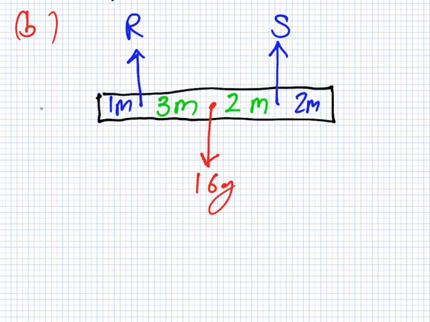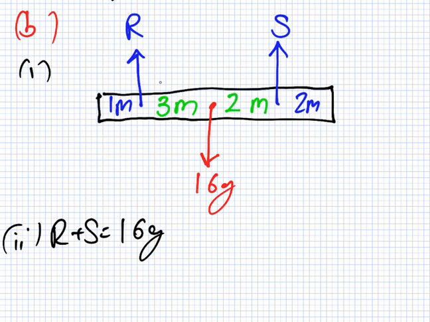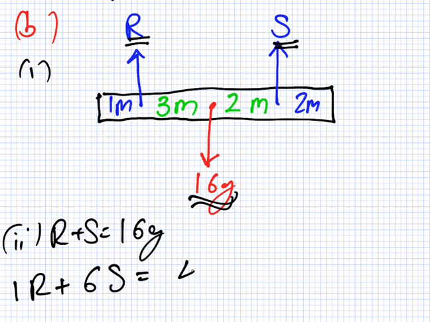Right, draw a diagram. Done. Calculate the up forces. So we have R plus S equals 16g. And what's the other formula we use? The one with the turning force, yeah. So which one is the clockwise, the anti-clockwise? It's this one, and this one should equal this one here. So we have 1R plus 6S should equal 4 times 16g.